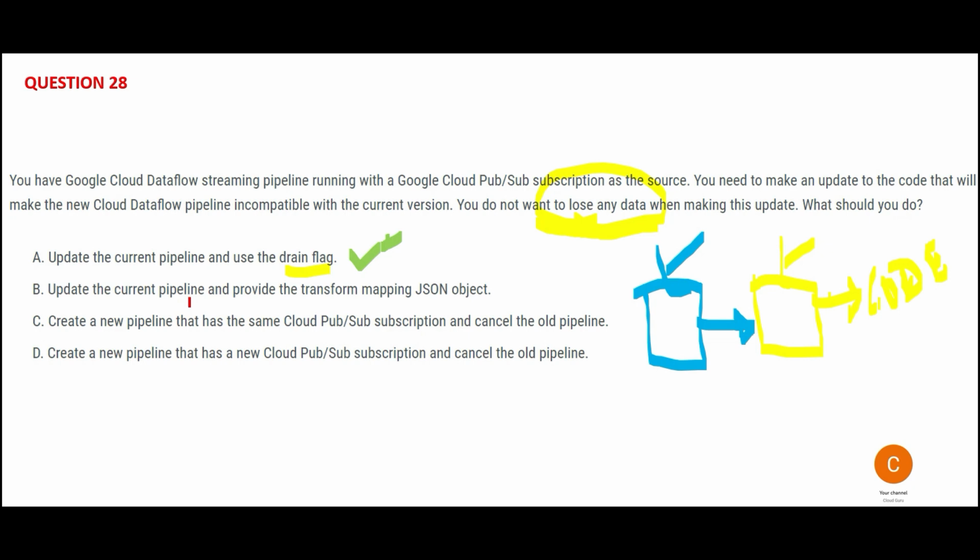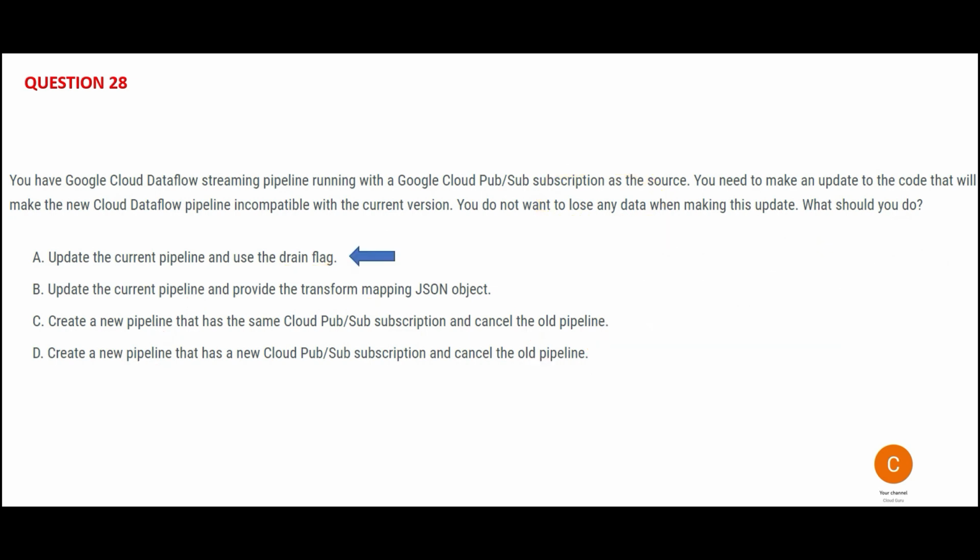Option B is talking about updating the current pipeline and providing transformation mapping for the JSON objects. This will not address it, you will still have some sort of data loss because whatever data is there in cache, you are not giving a solution for that requirement. C is also doing the same. It is canceling the old pipeline, it is deploying the new pipeline. But hey man, what happens to the data which is there in cache? D also does the same. It cancels the old pipeline, it creates the new pipeline, and it gets plugged to the pub sub subscription. But hey man, nobody is addressing this loss of data requirement. There should not be any loss of data. So this would be my answer.